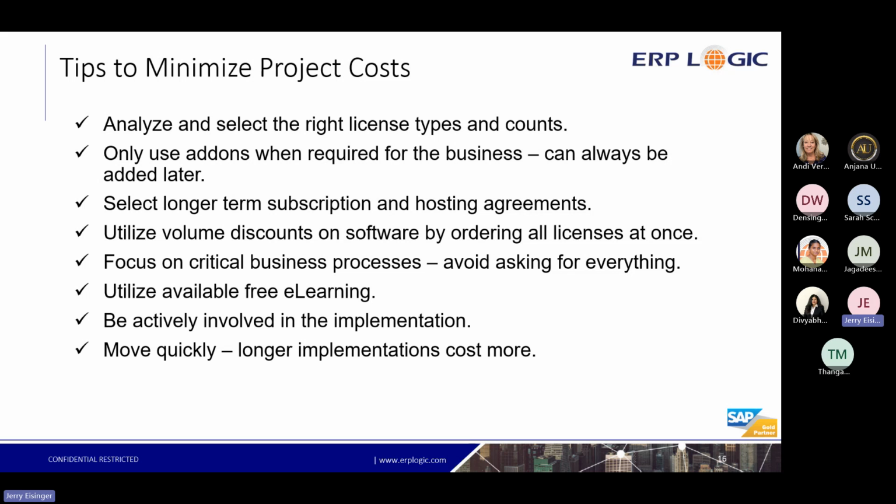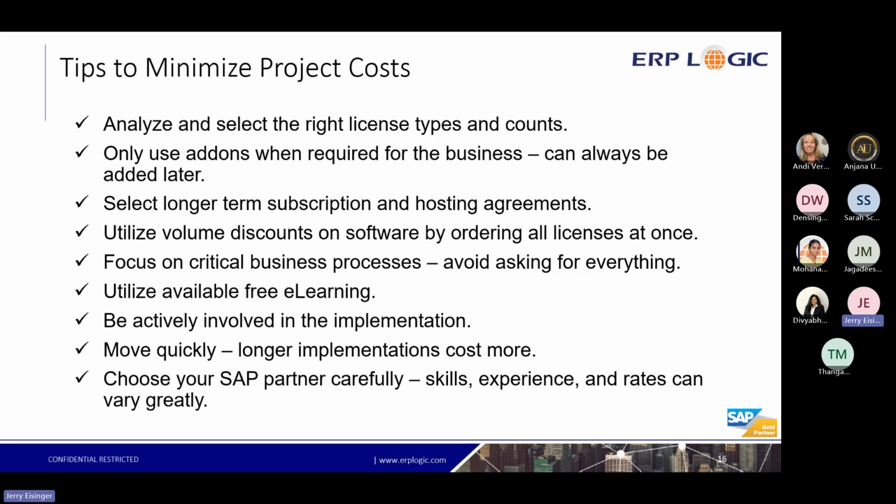Moving quickly. If an implementation drags on for several months, again, it tends to cost more. So longer implementations tend to cost more. So when we commit to these things, if we can move quickly, get the implementation done in 2 or 3 months, those typically are going to be less expensive projects than if they take 5 or 6 months.